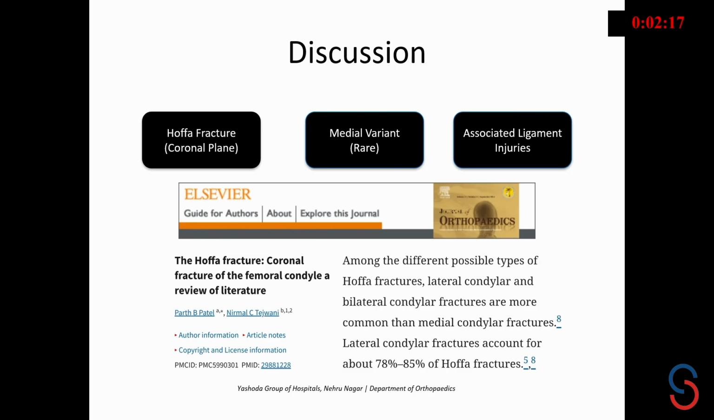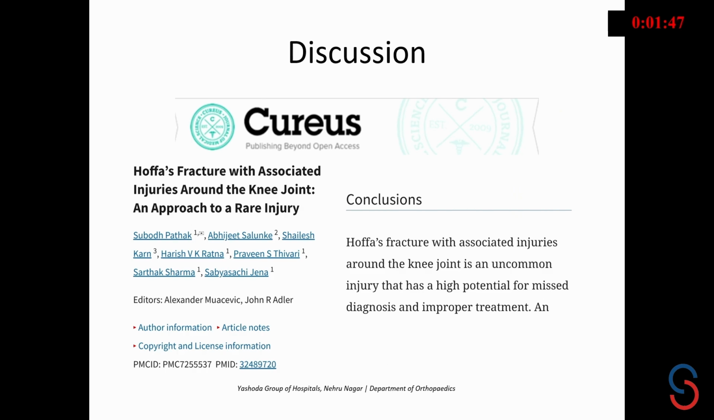So then I went back and searched the literature. There were only 2 articles that I could find, and both from India, and they were talking about Hoffa's fracture having associated ligamentous injuries, more of ACL avulsion, PCL avulsion, or quadriceps tendon or patella tendon. But they were more of lateral Hoffa's, because medial Hoffa's as such is very rare. So these are the 2 articles. However, they never mentioned how to treat them. One was published in 2018 and another in 2020.